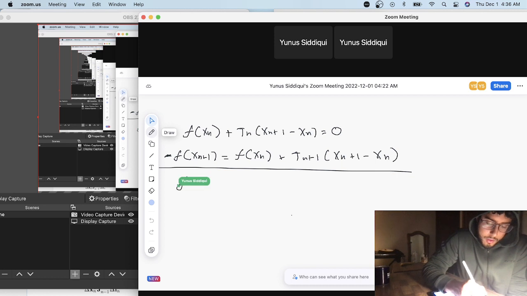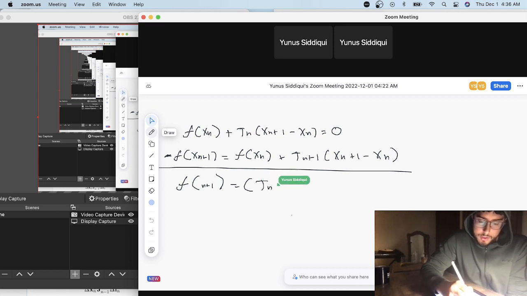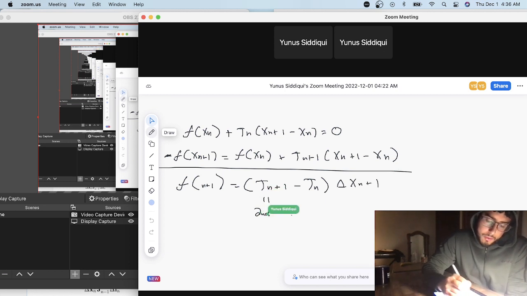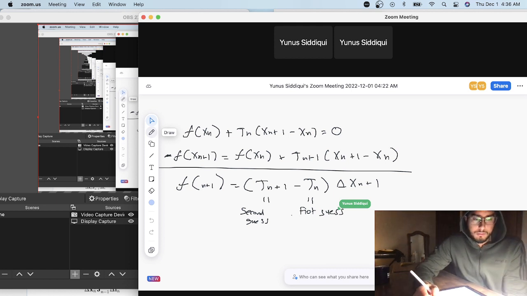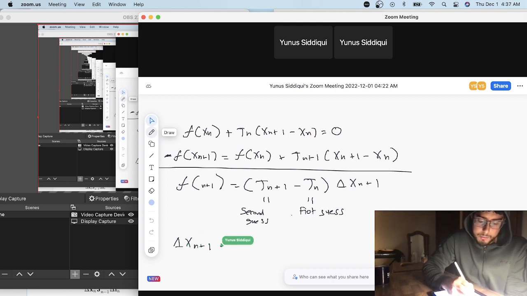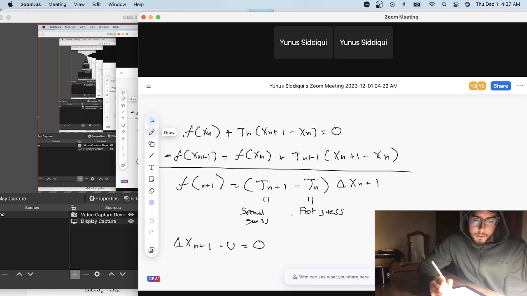that we are left with f n+1 is equal to the Jacobian of n+1 times the second guess minus the first guess, and then we can multiply by u. I don't want to use numbers, so this is the second guess, and this is the first guess. So the change in the next guess, multiplied by u, is equal to 0. We are saying that because the dot product is zero, u is perpendicular to the change in the next guess.